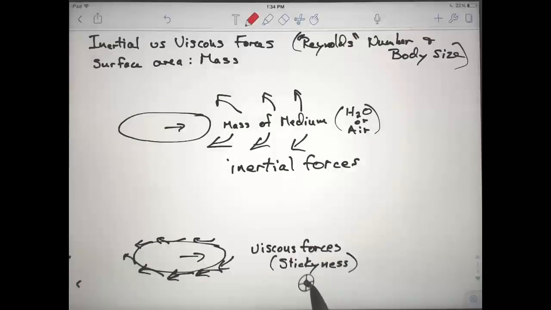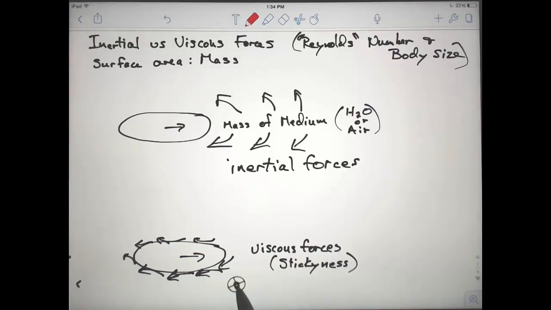These are inertial forces because the water has inertia and the animal has to generate enough force to deal with the inertial forces. Now there's a second force that animals have to pay attention to, and that's viscous forces.